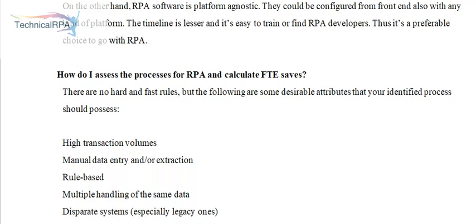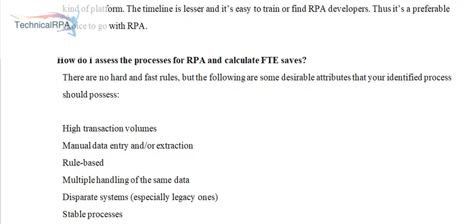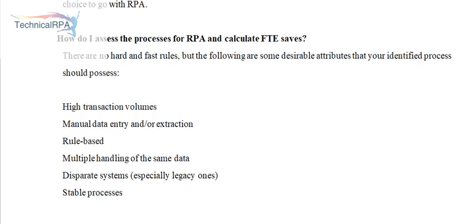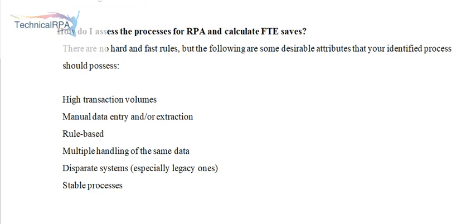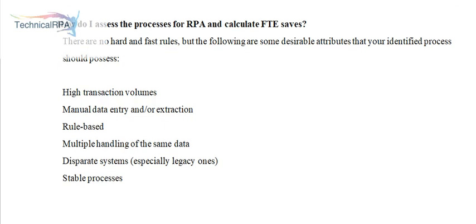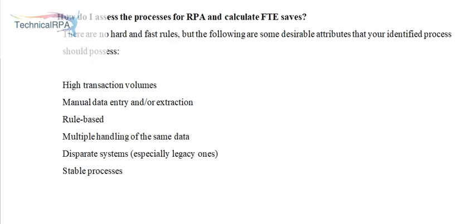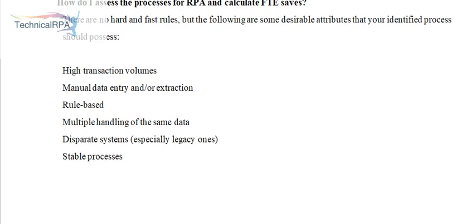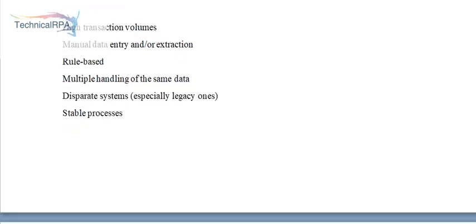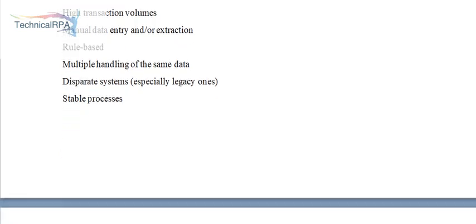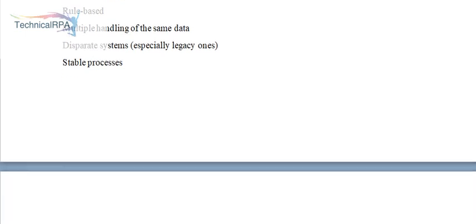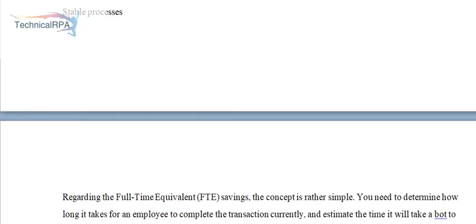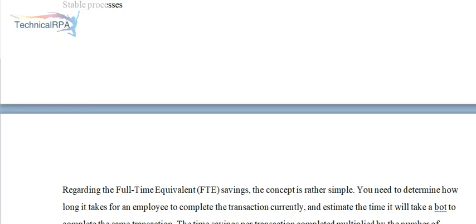How do I assess the processes for RPA and calculate FTE savings? There are no hard and fast rules, but the following are some desirable attributes that your identified process should possess. High transaction volumes. Manual data entry and/or extraction. Rule-based. Multiple handling of the same data. Disparate systems, especially legacy ones. Stable processes. Regarding the full-time equivalent, FTE, savings, the concept is rather simple.